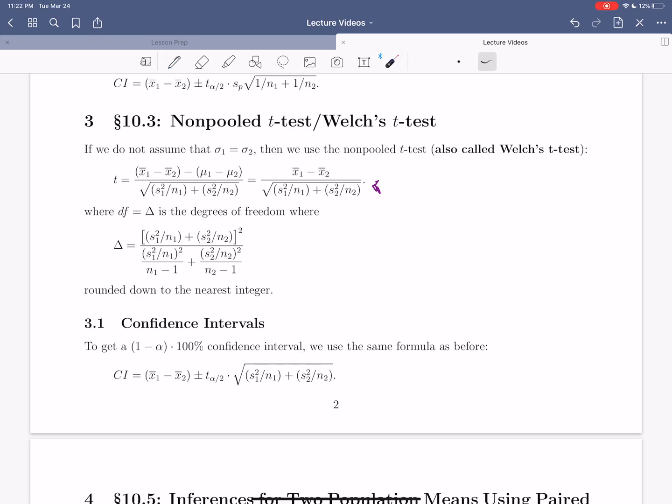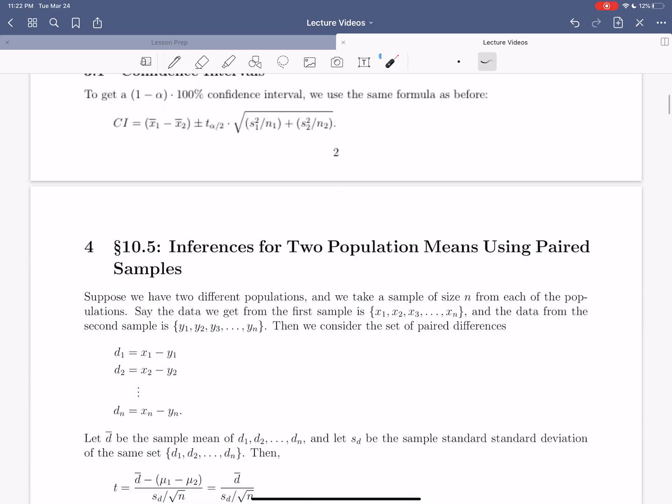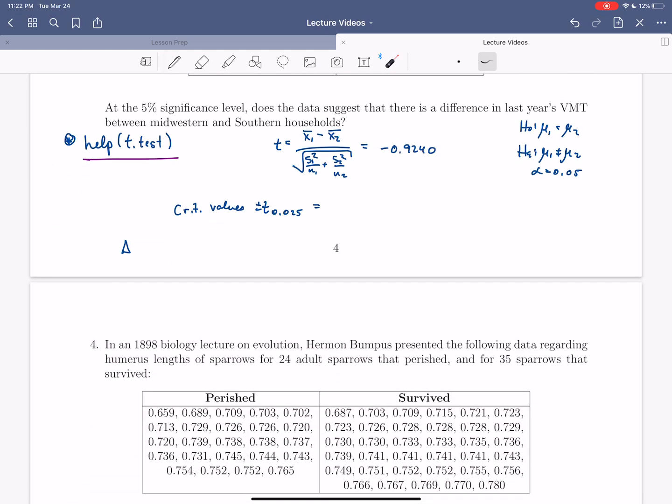It's just kind of this ridiculous formula here. And so if you plug in our S1, S2, N1, N2 for our data set, it turns out what we're going to get for delta is 26.344. So that means that our degrees of freedom will be 26, because you always round down to the next integer. And so if we have 26 degrees of freedom, then our cutoffs, t sub 0.025, are going to be plus or minus 2.0555, basically.